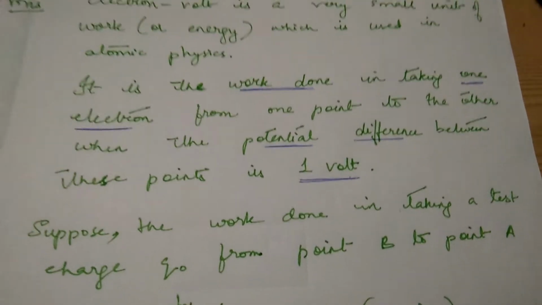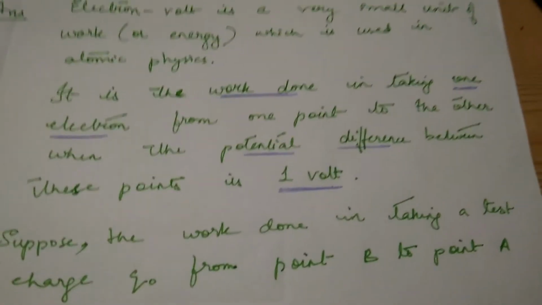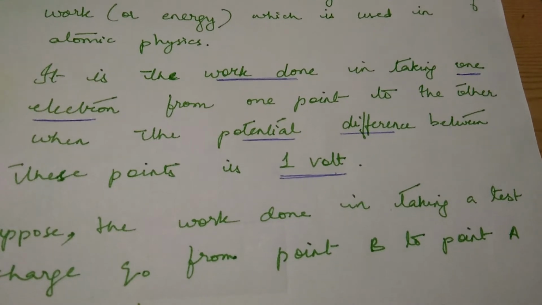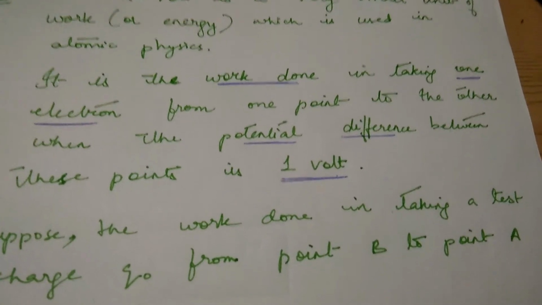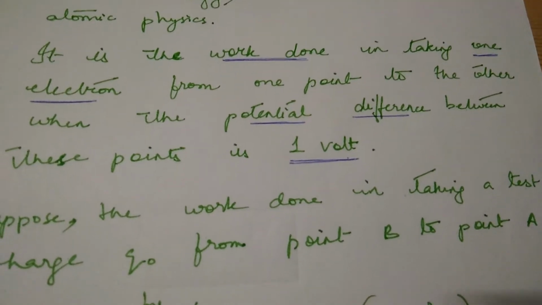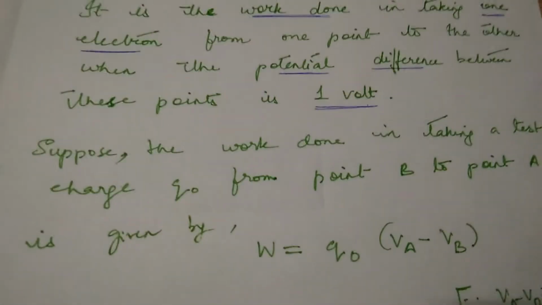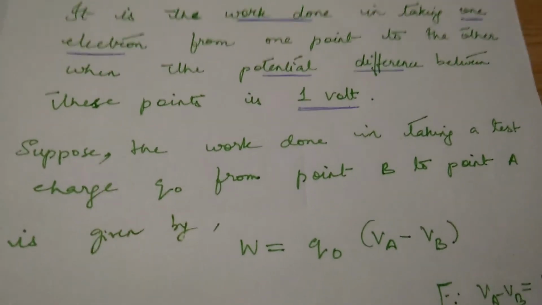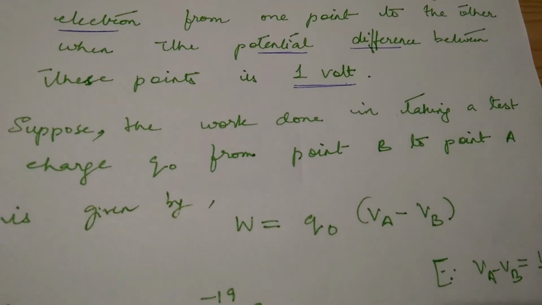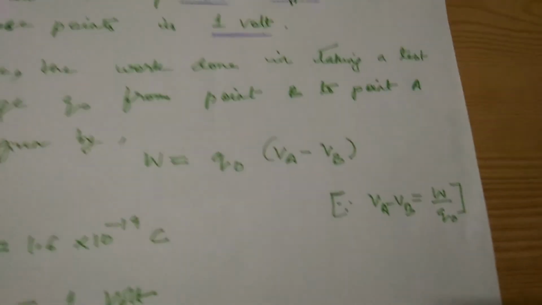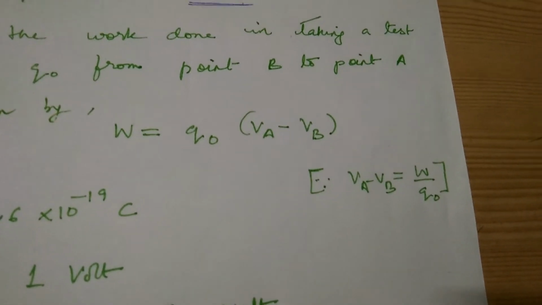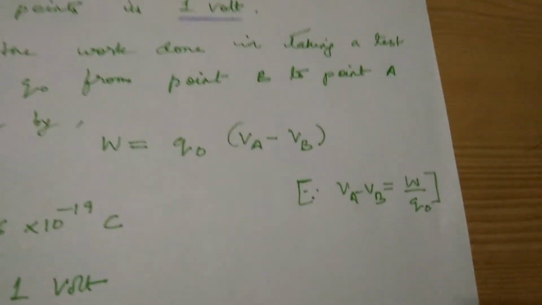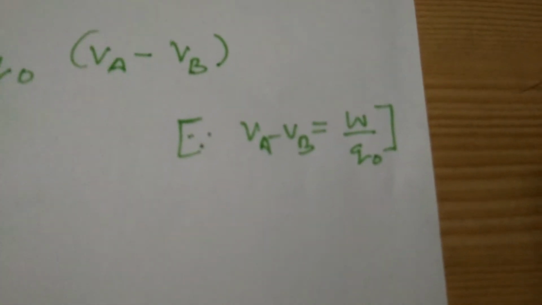So suppose we have 2 points A and B, and if the potential difference between those 2 points is 1 volt and we want to take an electron from one point to the other, in that case some work has to be done. That work will be equal to electron volt. How to relate it with joules? Let us see. Suppose the work done in taking a test charge Q naught from point B to point A is given by. So we know VA minus VB is equal to W by Q naught. So using that formula, the work done W is equal to Q naught into VA minus VB. This was our original formula of potential difference.